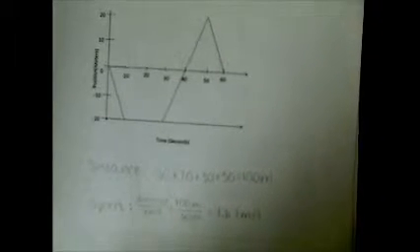Number 6. This is Taylor's position as a function of time. What is the total distance traveled? What is the average speed? Well, the distance is 20 plus 20 plus 30 plus 30, which equals 100 meters, and speed is distance divided by time, which is 100 divided by 60, which is 1.67 meters per second.